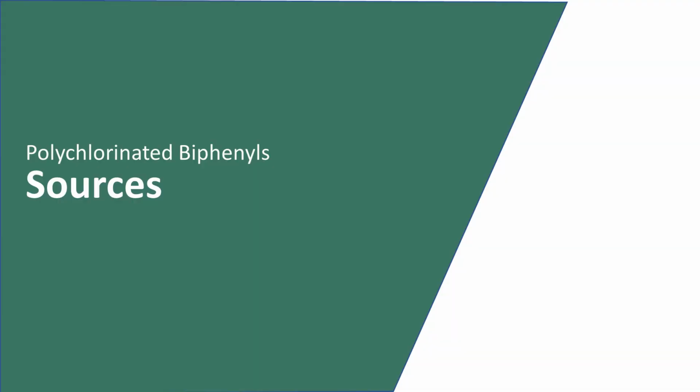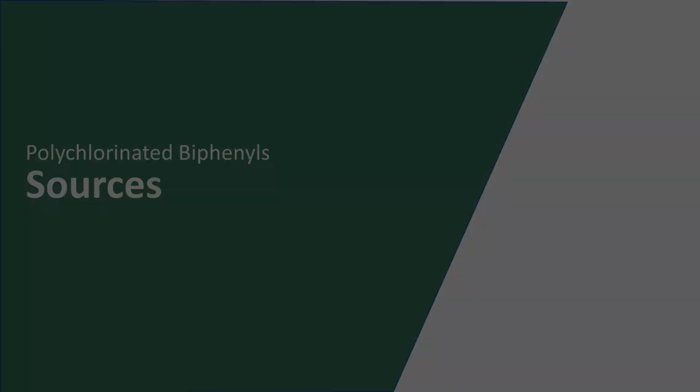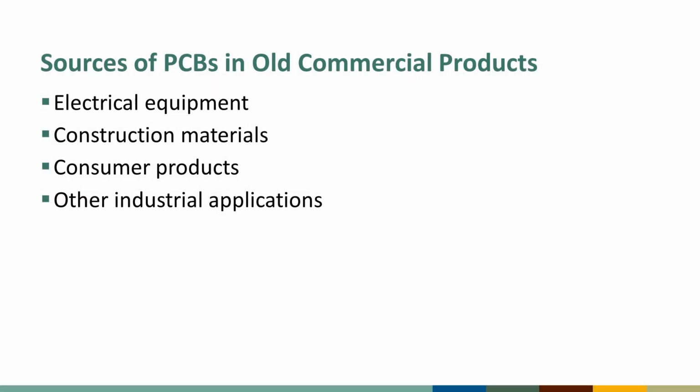Next, we will discuss sources of PCBs. PCBs were formerly used in multiple industrial applications, and structures built or renovated between 1950 and 1979 may contain them. They may be found in old electrical equipment, such as transformers and capacitors, heat exchange and dielectric fluids, and fluorescent light ballasts. Many construction materials such as paint, adhesives, caulk, and ceiling tiles also contain them.